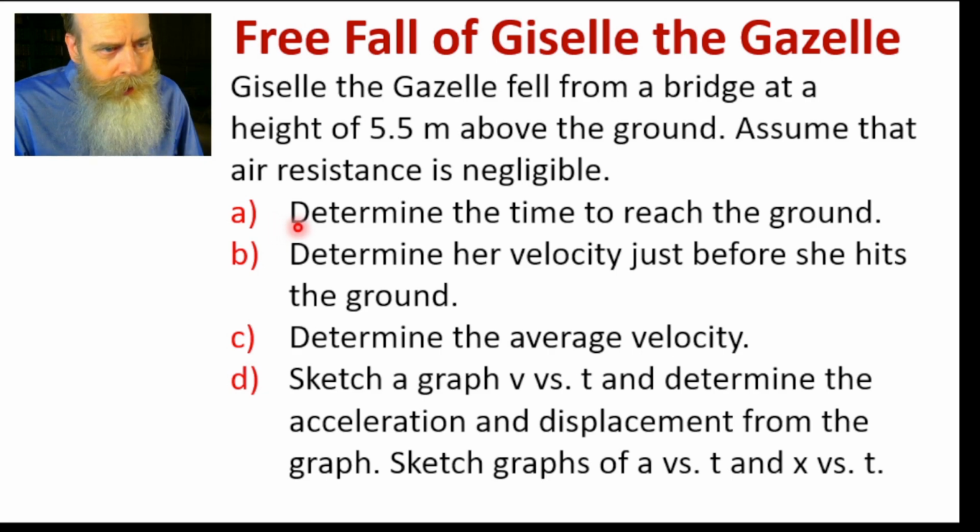A. Determine the time to reach the ground. B. Determine her velocity just before she hits the ground. C. Determine the average velocity. And D. Sketch a graph of v versus t and determine the acceleration and displacement from the graph. And then sketch graphs of a versus t and x versus t.